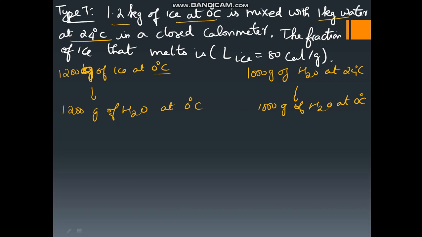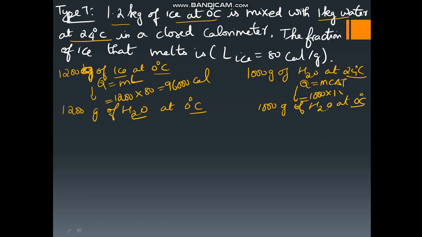So see here, temperature is the same, so Q is equal to ml. Only the phase is changed. If phase is changed, it is ml. So 1200 gram into latent heat of ice, 80, which is 96,000 calories. On this side, temperature is changed, so Q is equal to mc delta T. So 1000 into 1 into 24, which is 24,000 calories.